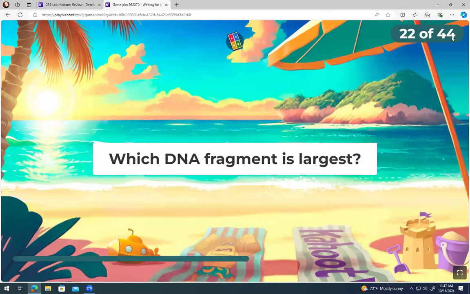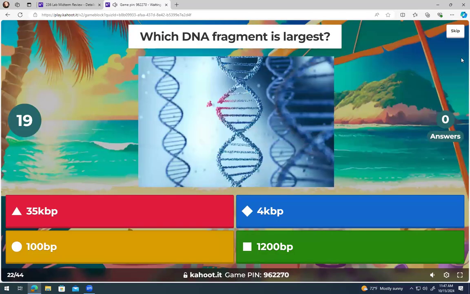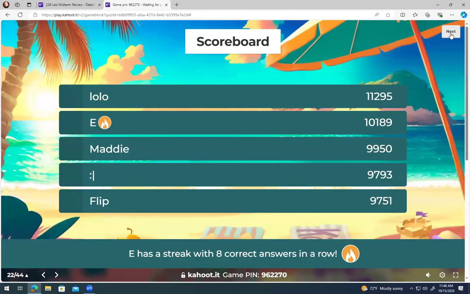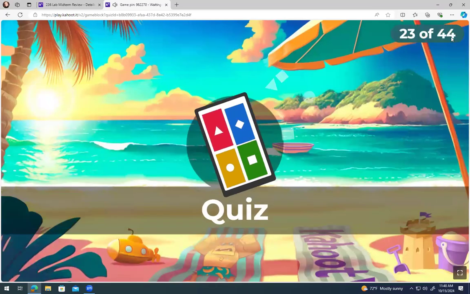Alrighty, which DNA fragment is largest? Please read all your choices. Okay, the largest one is going to be 35 kbp, which is 35,000 base pairs. So we've got 35,000, we've got 100, we've got 4,000, and we've got 1,200. And if you guys need to write it out when you see it, you can do that. Nobody's going to look at your scrap paper.